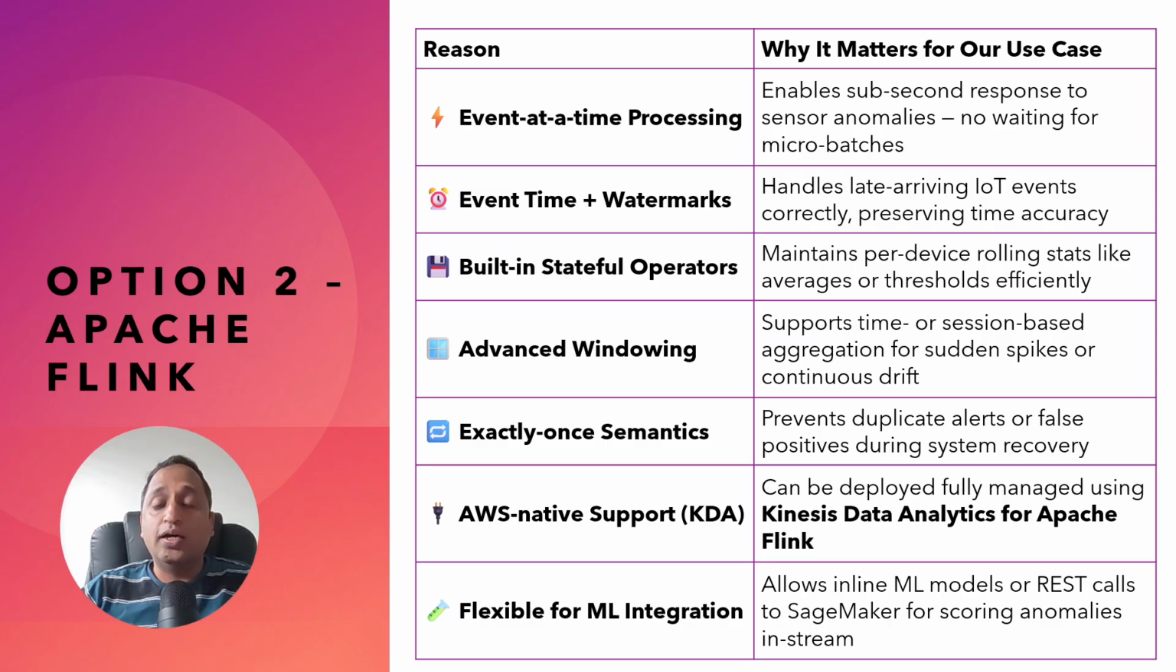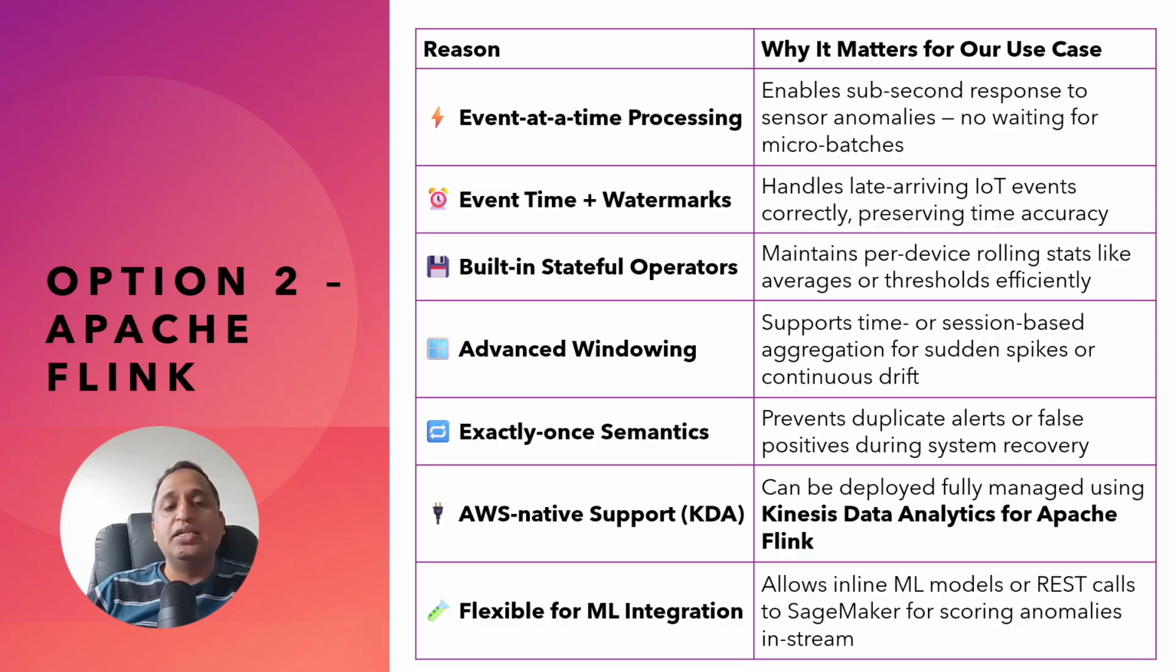Now let's look at why Apache Flink is the best. Maybe we talked about all of them in the previous slide, but let's summarize them again here. Number one, Flink processes one event at a time. This gives us millisecond level latency, which is critical when you're trying to catch equipment failure in real time. Second, Flink has native support for event time and watermarks.